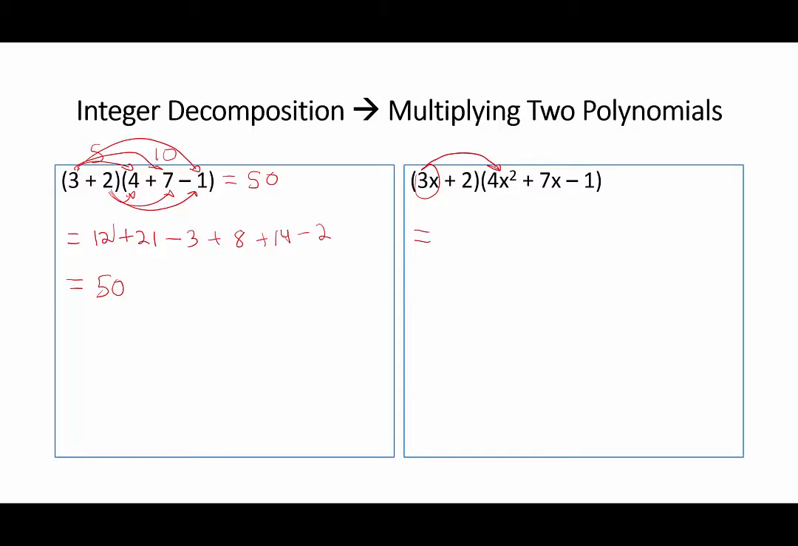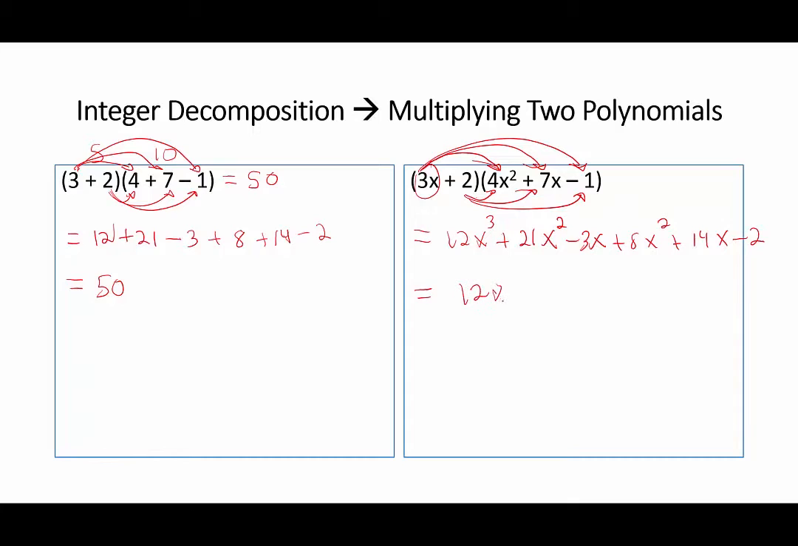This first term will be multiplied by every member of that trinomial. So this is 12x cubed plus 21x squared minus 3x. And then these three other terms: plus 8x squared plus 14x minus 2. We combine like terms and we have that this is 12x cubed plus 29x squared plus 11x minus 2.